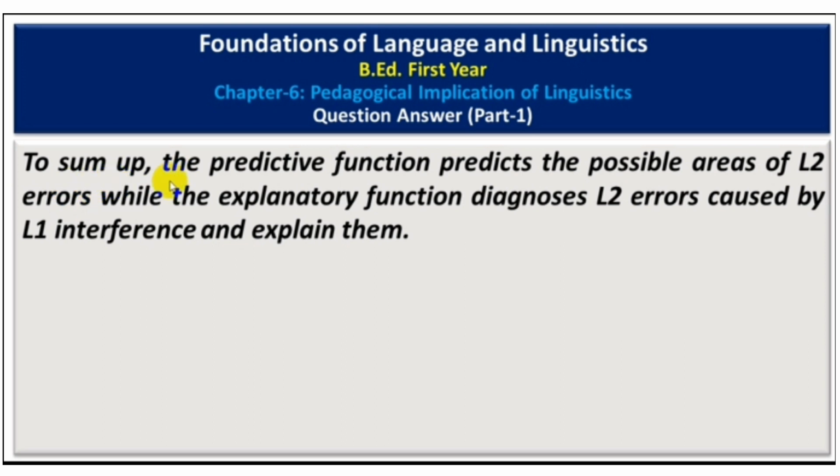To sum up, the predictive function predicts the possible areas of L2 errors, while the explanatory function diagnoses L2 errors caused by L1 interference and explains them.